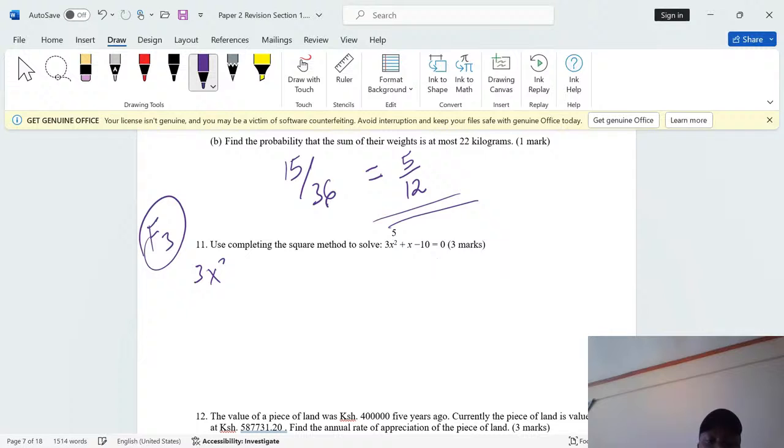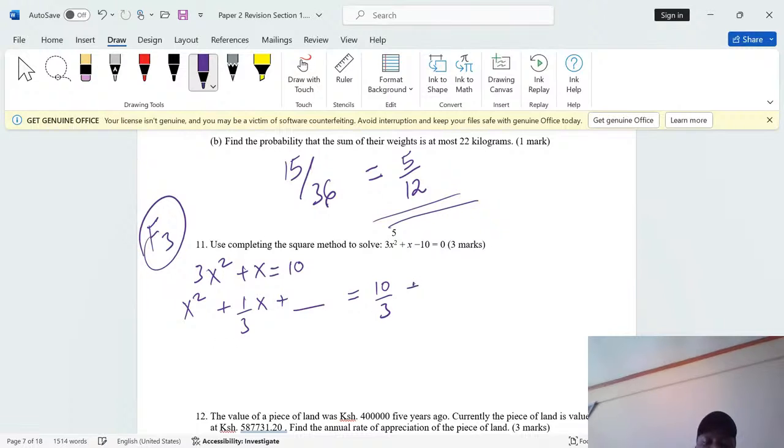So 3x squared plus x minus 10. Now the 10 is taken to the other side and it becomes positive 10. The other thing is to divide through by 3 to make x squared have a coefficient of 1. So x squared plus a third x. We will add a constant at this point. Now we have 10 out of 3, and we shall also add the same constant this side.